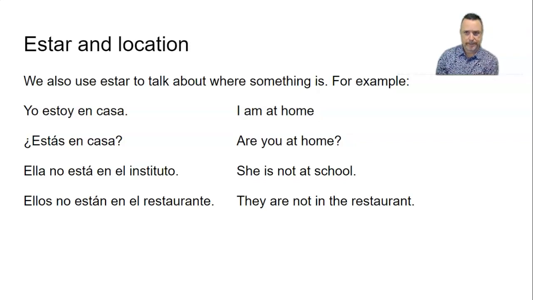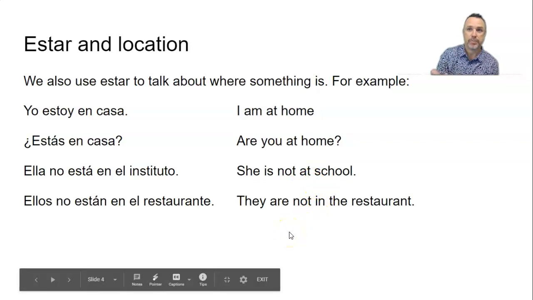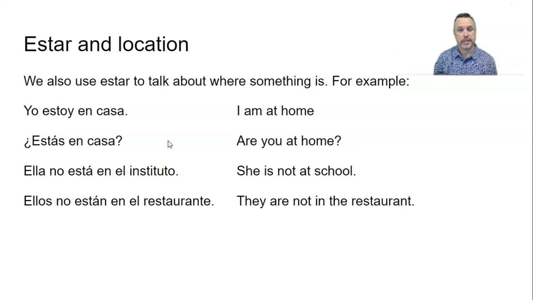So there's a couple of things there. You can see that we've got the different kinds of estar. Yo estoy, estás is for tú, for you, ella no está, ellos no están. Right? So we've got a different form. Estoy, estás, está, está. If you want to make it a negative sentence, you put the no first. Ellos no están, ella no está. That's a negative. One other thing as well, you can see in the English, you've got at home, at school, in the restaurant, at, in. So you've got a couple of different prepositions you need. In Spanish, there's only one. It's just en. En casa, en el instituto, en el restaurante. So it's actually slightly easier there.